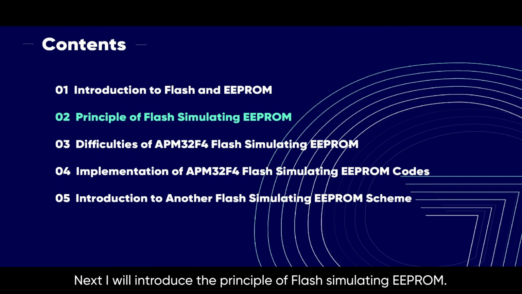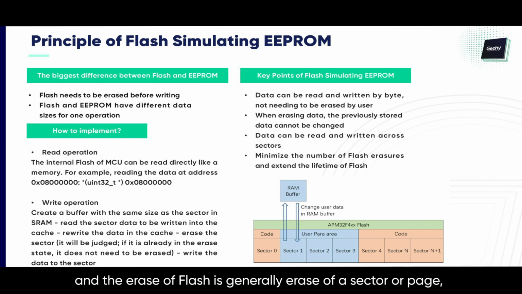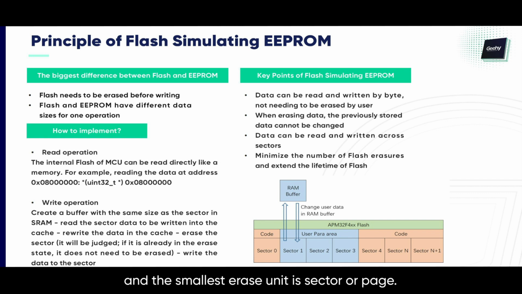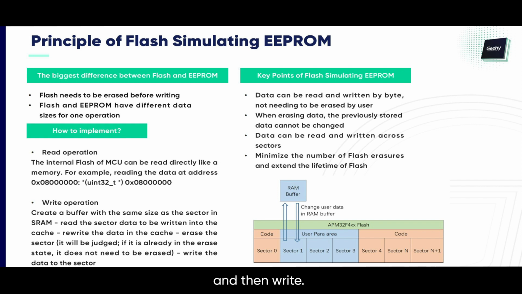Next, I will introduce the principle of flash simulating EEPROM. We have already learned that before writing, flash must perform an erase operation, and the erase of flash is generally erase of a sector or page, and the smallest erase unit is sector or page. So, even if you are writing a byte, you need to first erase the entire sector, and then write. So the data volume of their operation is different.